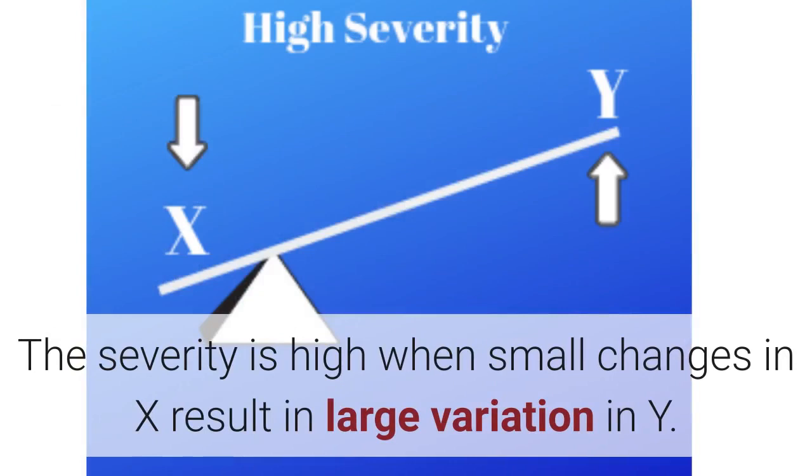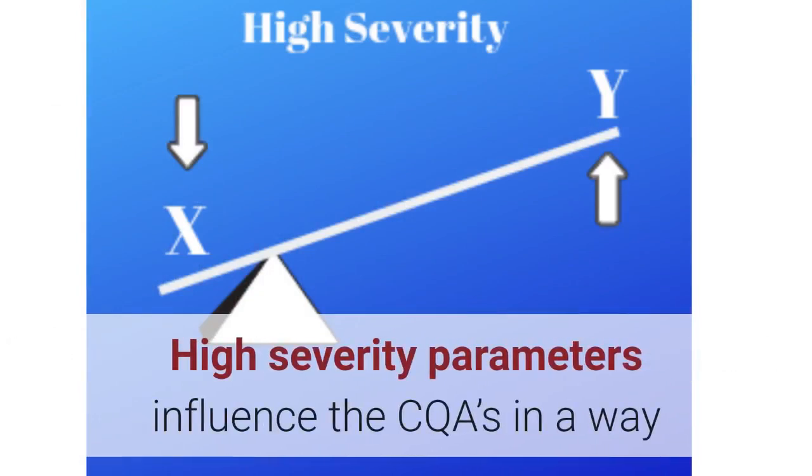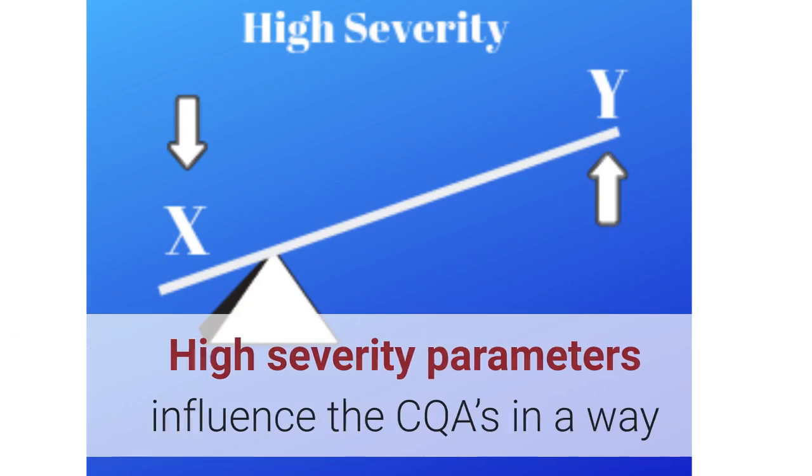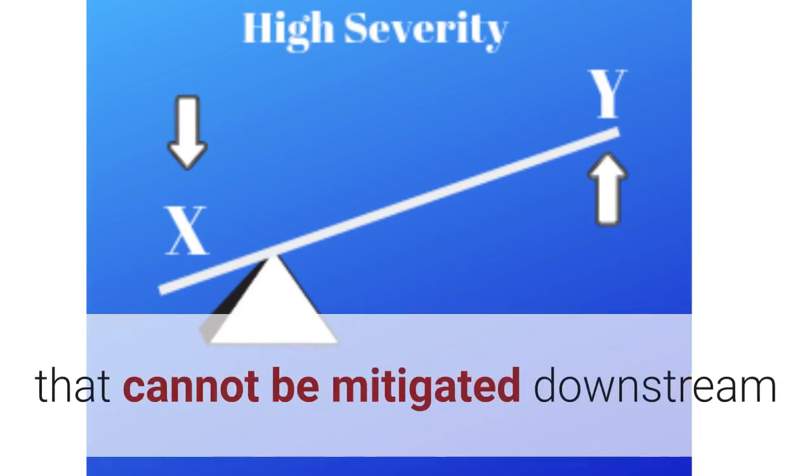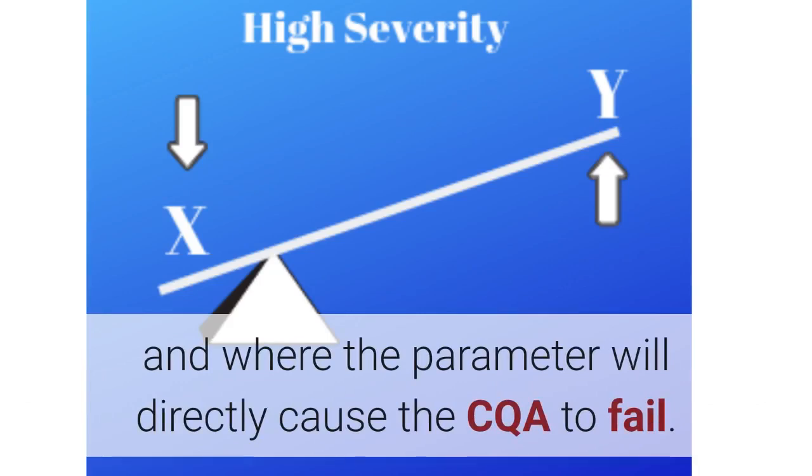The severity is high when small changes in X result in large variation in Y. High severity parameters influence the CQAs in a way that cannot be mitigated downstream and where the parameter will directly cause the CQA to fail.